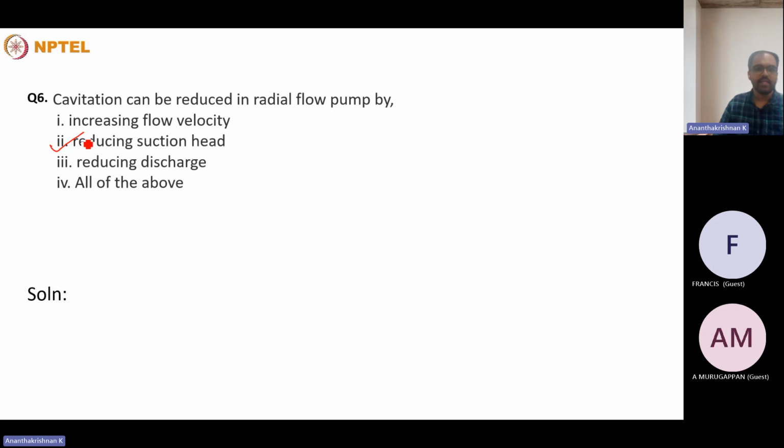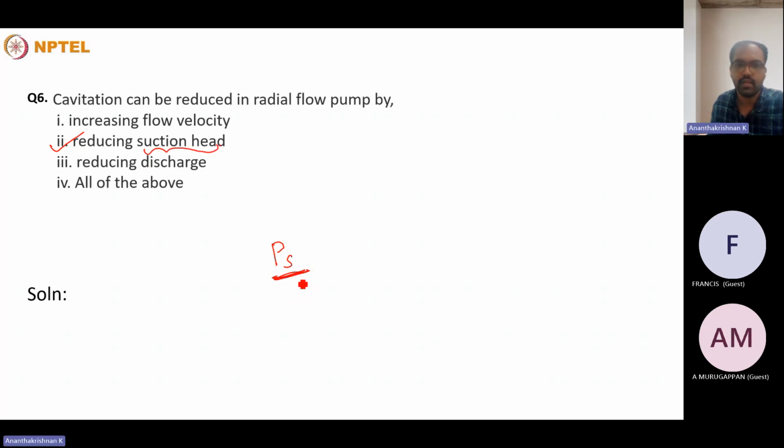The reduction in the suction head can be an option to reduce the cavitation in a radial flow pump. The explanation follows the previous question's explanation, where the total suction head is given as the static head and so on.